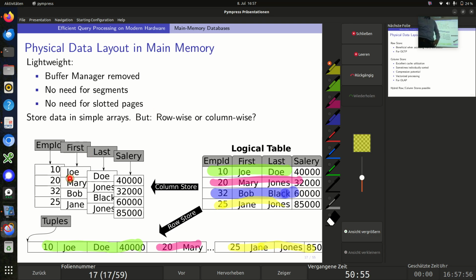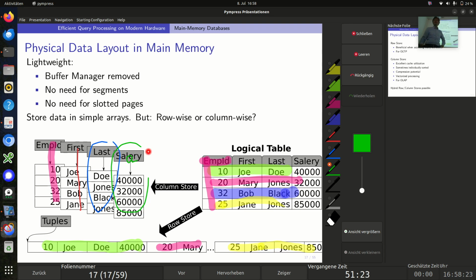Now the first thing is that, instead of storing it like that, as a row store, let's do a column store. So here we have first the keys, then we have the prenames, then the surnames, and finally the salary. I think salary is written with A, isn't it? Okay, so that's the first idea. We use column store.